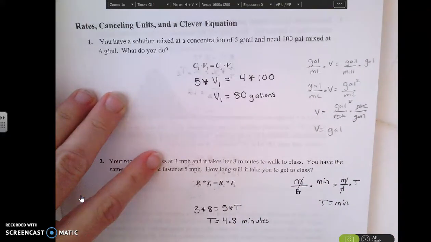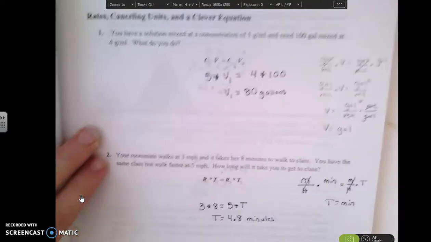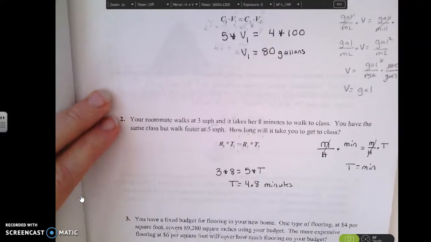So what they're trying to get you to understand is how these units can cancel each other out. The first one is gallons per milliliter, and you're trying to find the volume. And the other one is gallons per milliliter. So essentially the gallons per milliliter cancel out, and the two volumes will be the same. So this volume will equal gallons. I gave you a little bit more technical math there, but that's what ends up happening on these problems.